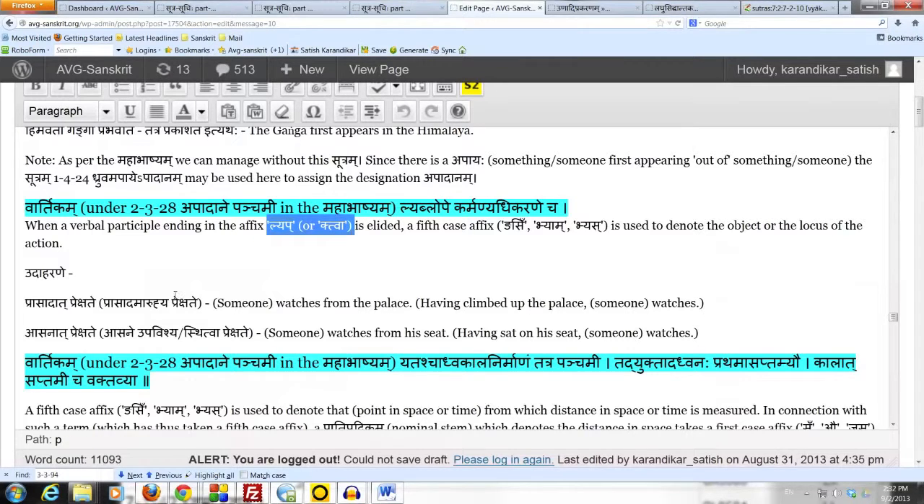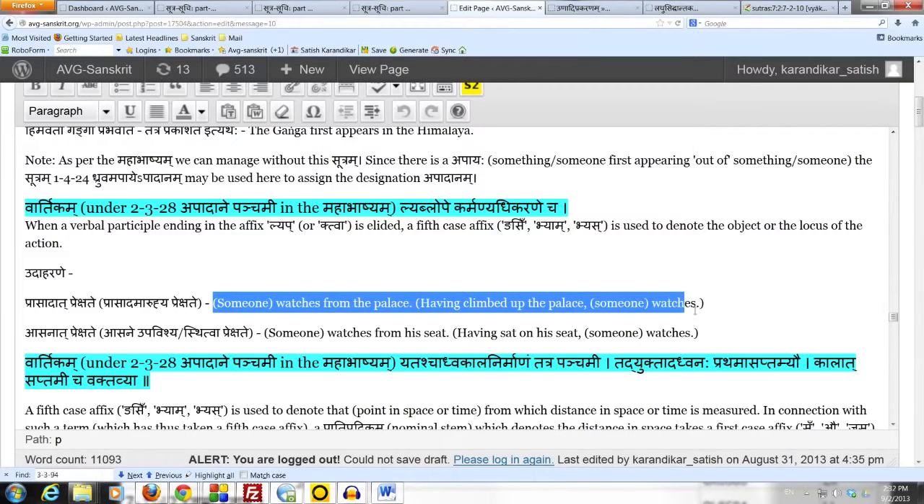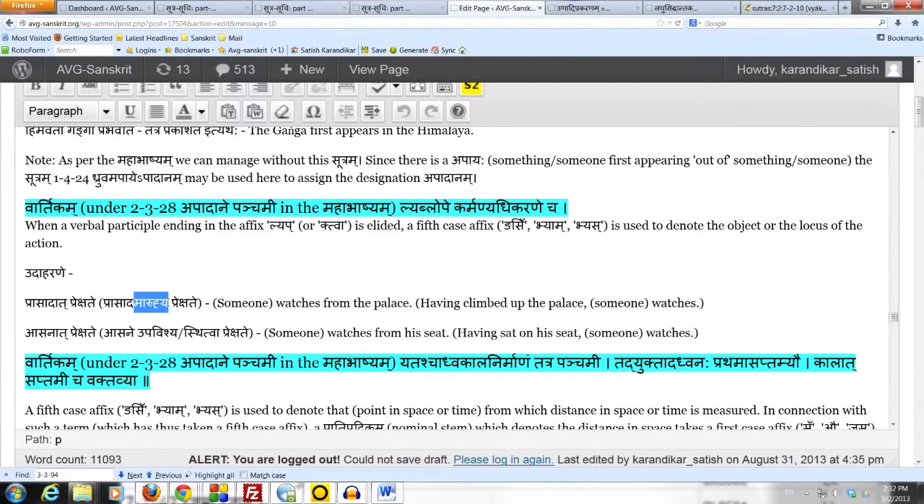Examples here are Prasadat Prekshate, meaning Prasadam Aruhya Prekshate. Someone watches from the palace, meaning having climbed up the palace, someone watches. When the speaker chooses not to use the Lyabantam Padam Aruhya, because it is obvious, it is understood from the context, then Prasada, the palace, which is the object of the action of climbing up, is denoted by a fifth case affix. So the Pratipadikam Prasada takes a fifth case affix when the Lyabantam Padam Aruhya is not used. So we get Prasadat Prekshate. That's in the sense of Karmani.